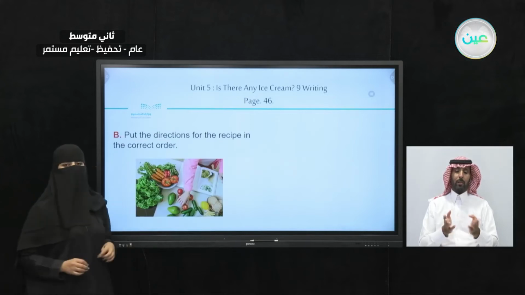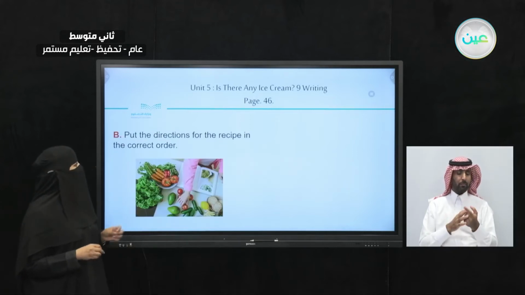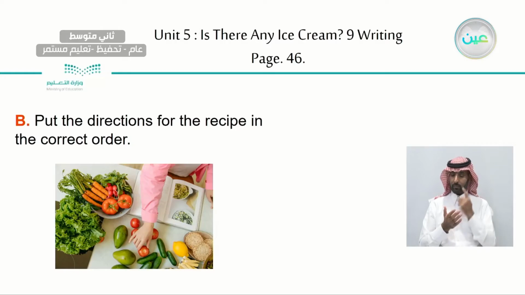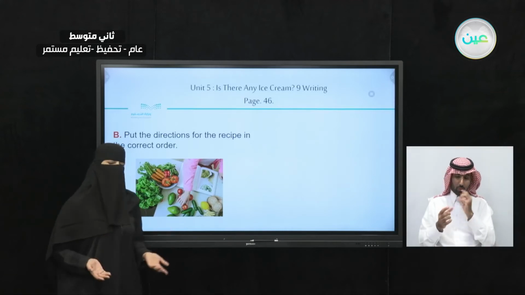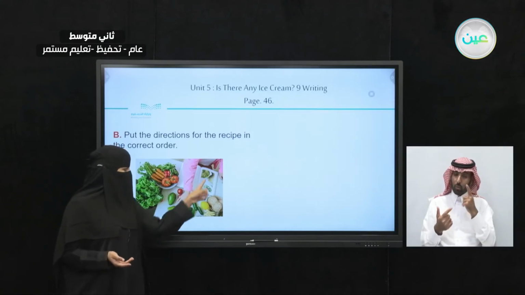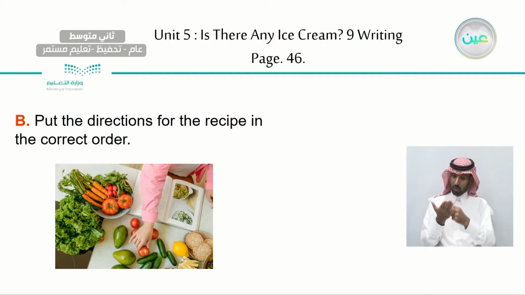Now, let's take a look here. Put the directions for the recipe in the correct order. Look at the picture here. What can you see? What is the woman trying to do? Looks like she's preparing things to make a recipe. How did I know that? Look, here you can see a cooking book. But how did I know that this is a cooking book? It could be like a reading book.